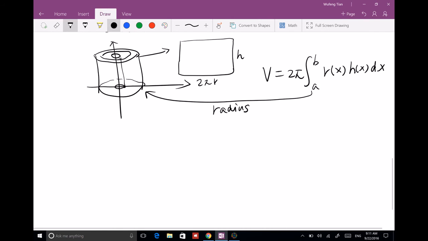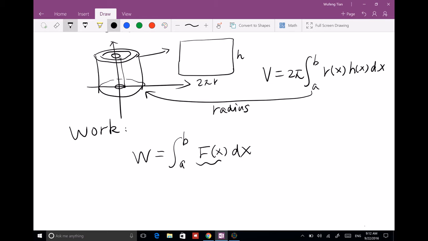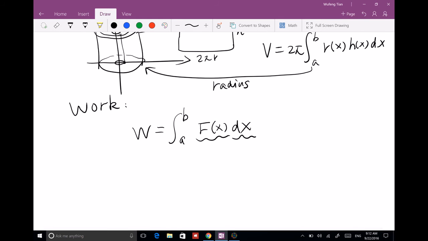After the volume, what do we do next? Work, right? When we did work it was much simpler, but the only thing you have to pay attention to is W equals the integral of F(x) dx from a to b. You should find the force times the distance. The force is a function of x, it's not a constant force.